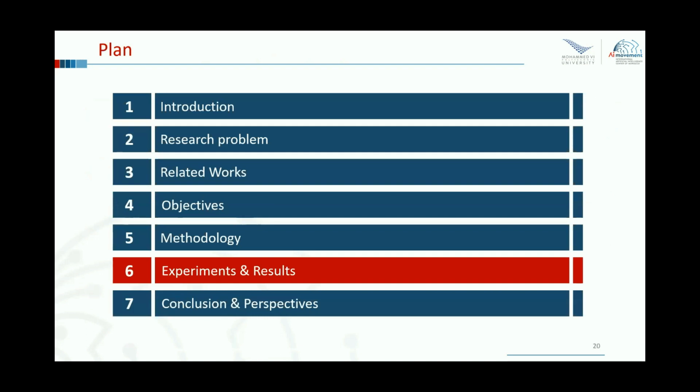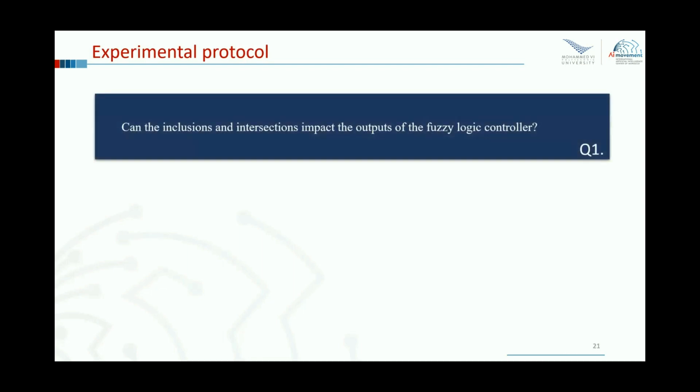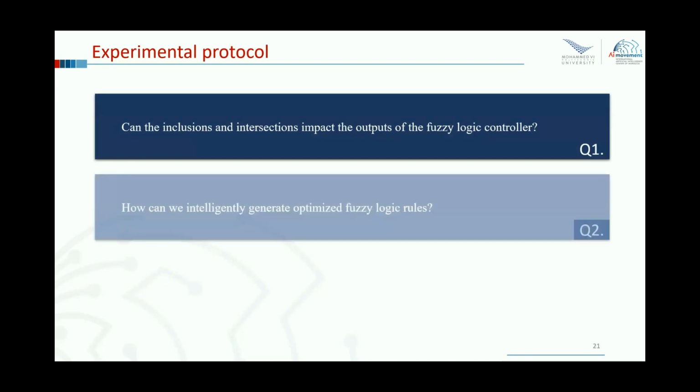About the experiments that we've done. In this study, we've tried to answer the following questions that are referred to the research objectives mentioned before. So the first question: can the inclusions and intersections impact the output of fuzzy logic controllers?